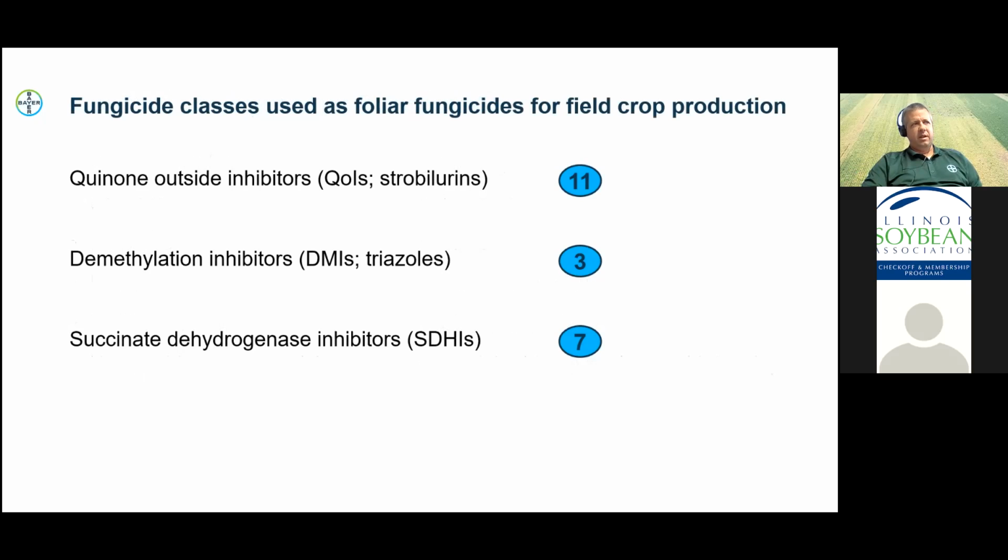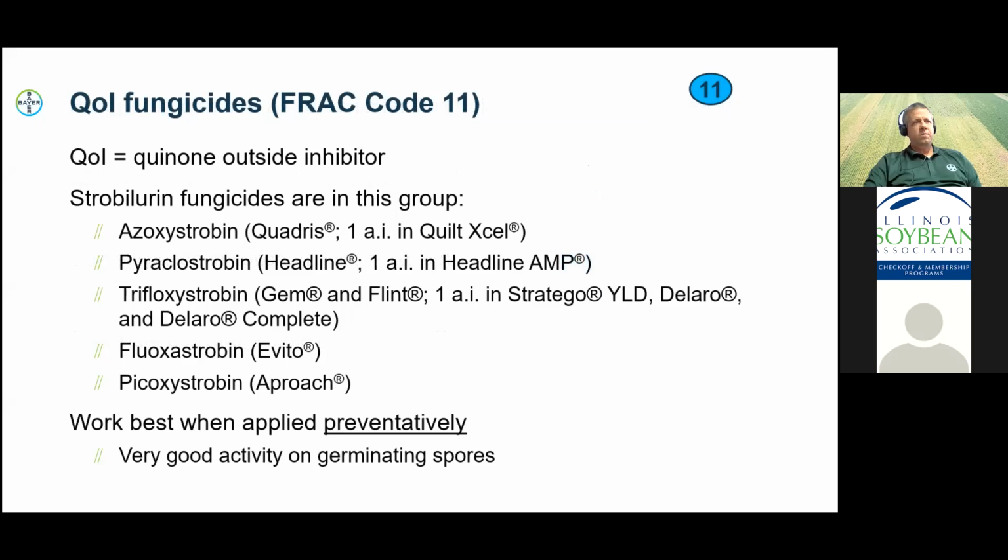There's obviously 3 different modes of action that are commonly used for foliar fungicides for field crops. That is the strobilurins, the triazoles, the DMIs, of which triazoles are one, and the SDHIs. I'm going to talk about each one of these groups at a fairly high level here. So when we talk about the QoIs, which are the most commonly used, what we use generally in soybeans is strobilurins.